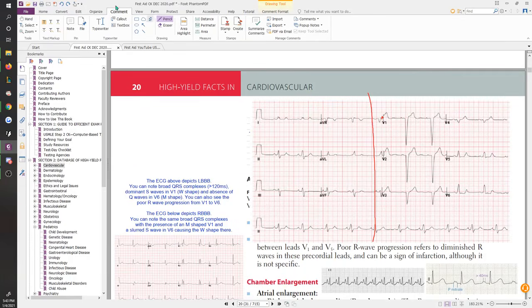Now coming back to the right side, we start evaluating for the William versus Marrow. What you're basically going to be looking for is where do you see the M shape, because I personally say that finding the M is much easier than finding the W for the most part. So I wrote here that you can note broad QRS complexes, dominant S waves in V1, and the absence of Q waves in V6. So V1 has your W, and V6 has the M. And how do you see that? How are you supposed to actually catch that?